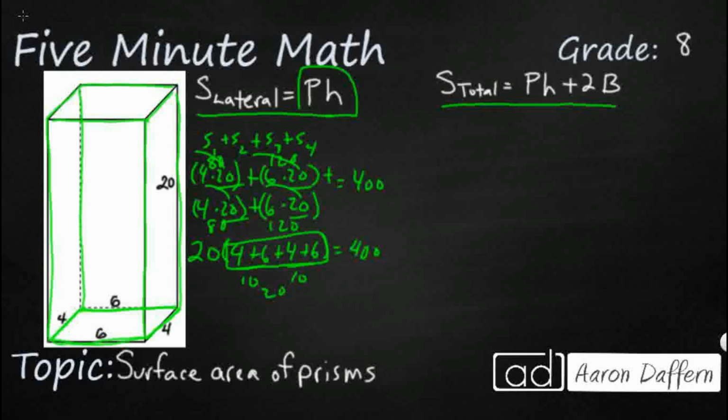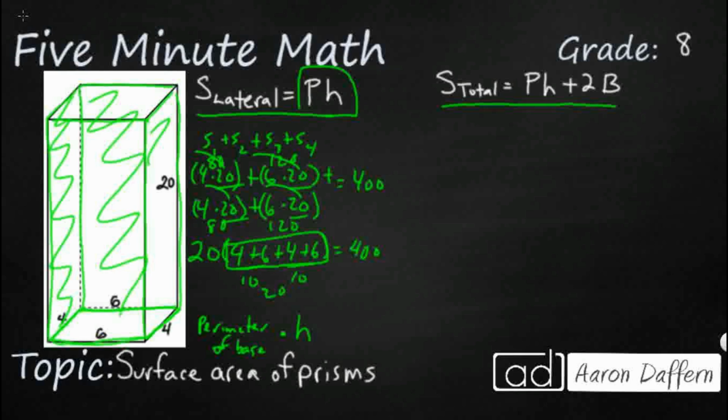So this P equals the perimeter of the base. So just find the perimeter of the base of your prism. If it's a triangular prism, just find the perimeter of that triangle, not the area, the perimeter, and then you multiply that times the height, and you've got your lateral surface area. So we've gotten these 4 right here, but what we don't have is the total surface area because we don't have the top and the bottom.